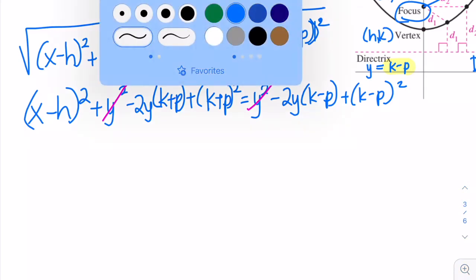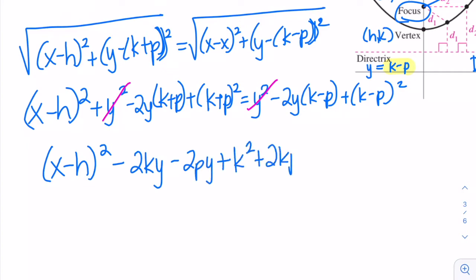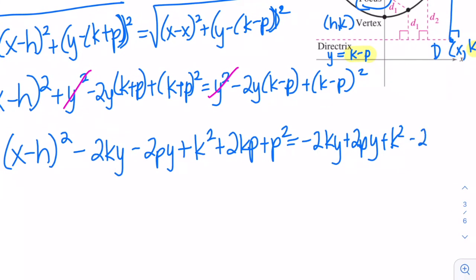So we'll have x minus h squared minus 2ky minus 2py plus k squared plus 2kp plus p squared equals negative 2ky plus 2py plus k squared minus 2kp plus p squared.